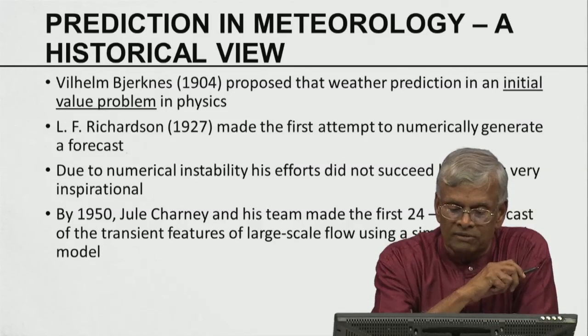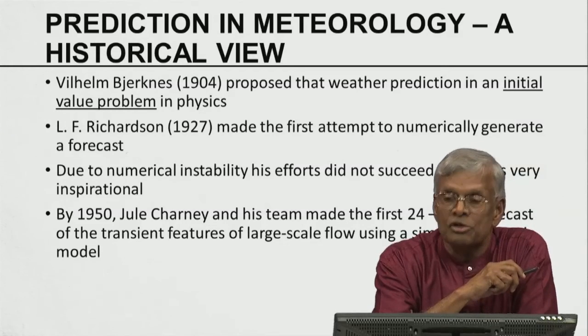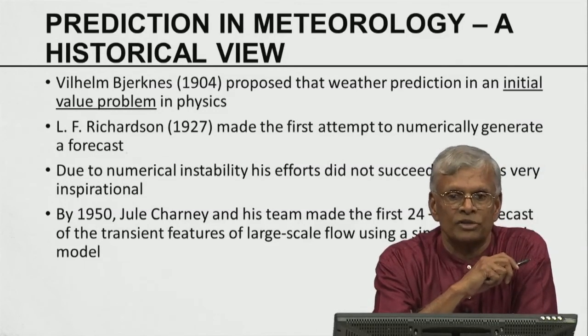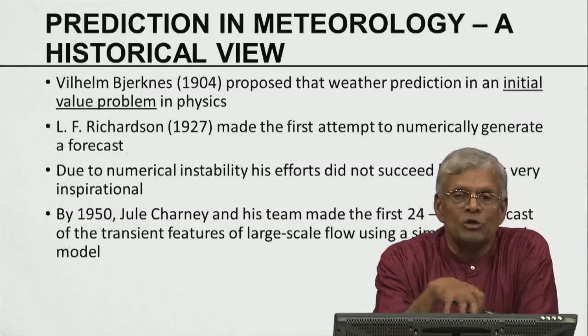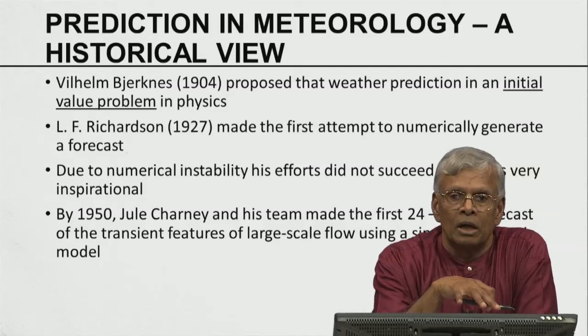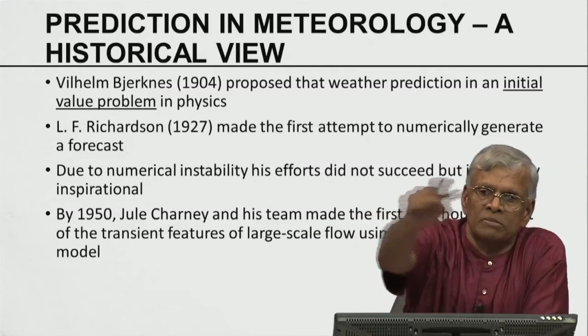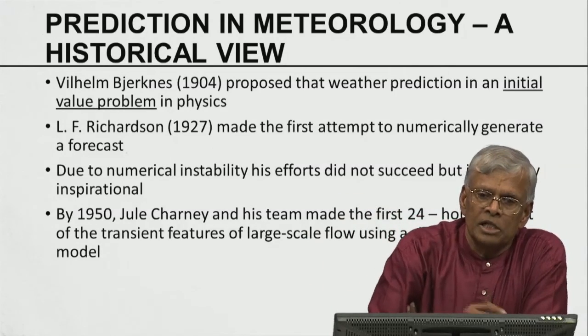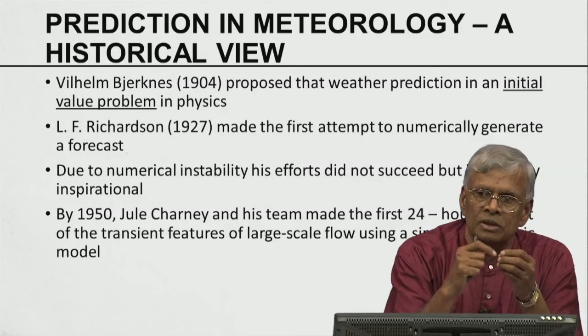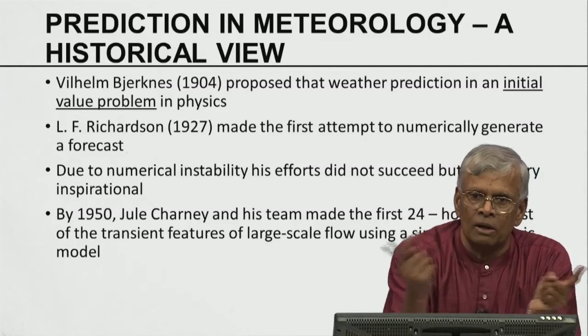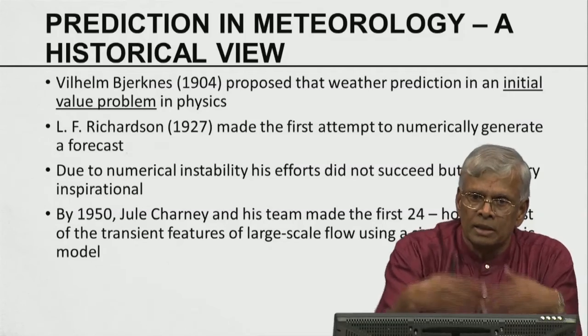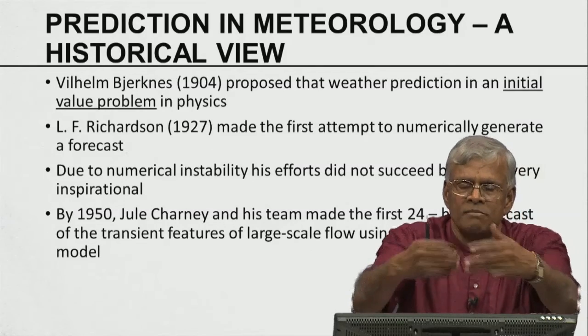Richardson in 1927 made the first attempt to numerically generate a forecast. Many of us would know that. But he used humans. He arranged people in a 6x6 array. Each one of them represented a point in the grid. Each one of them did certain local calculations. They exchanged the calculations all around, and then the computations evolved in time.